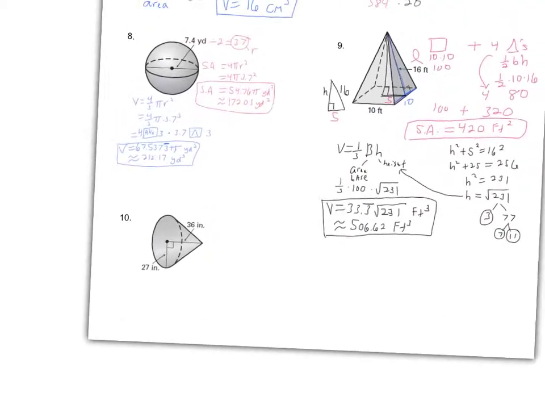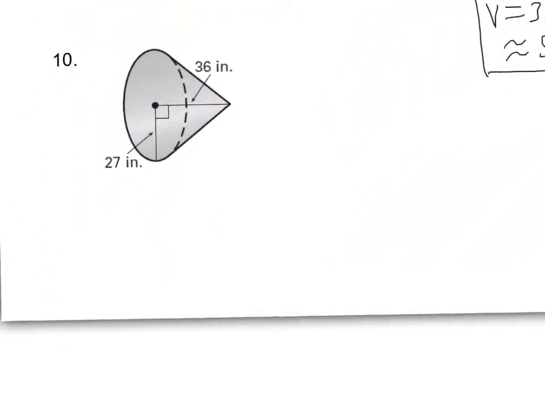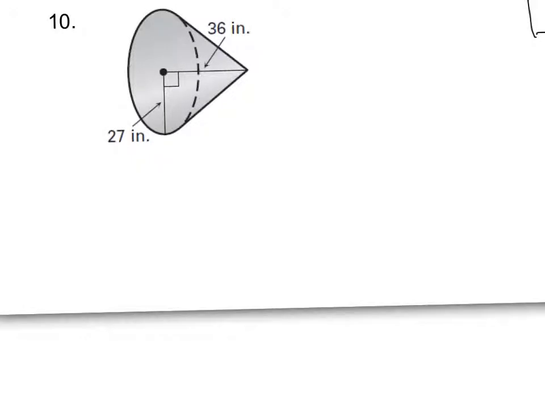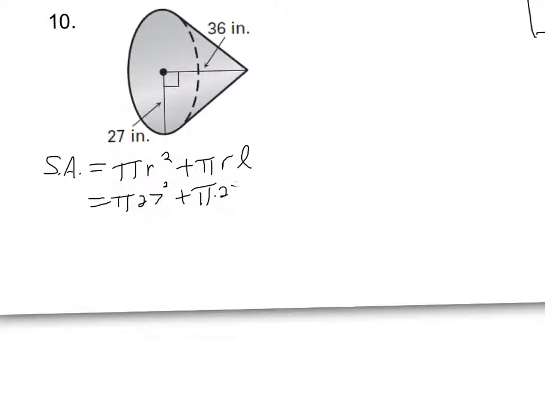All right, number 10, last problem here. This is a cone. If you look at your formula sheet for surface area of a cone, it just gives you a formula, so I would use that. We talked about in class where it came from, but at this point, it's just pi r squared plus pi r l. R is the radius, so hopefully you can see the radius is 27, because that's the radius of the circle. So that's going to be pi 27 squared plus pi 27, and L is the slant height.